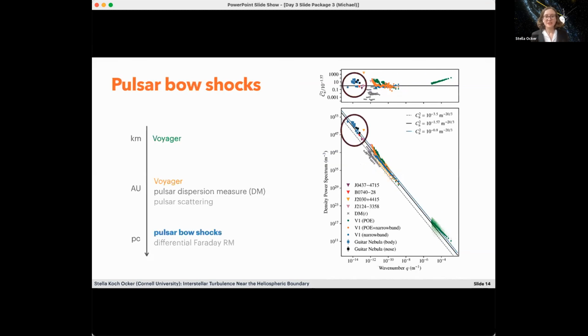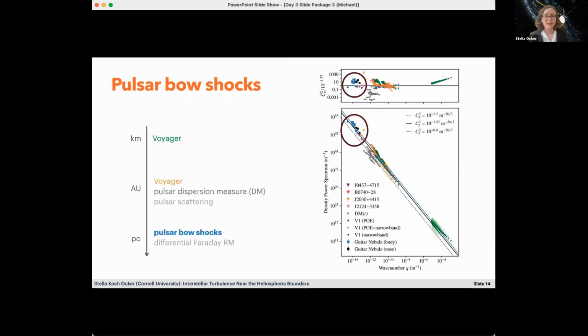Now I want to transition and demonstrate how complementary studies of pulsars can actually be really useful for placing our observations of the very local ISM in a broader galactic context. The first kind of observation I'll discuss are optical images of pulsar bow shocks. Images of pulsar bow shocks can actually be used to constrain the wave number spectrum at the scales that are circled in this plot here.